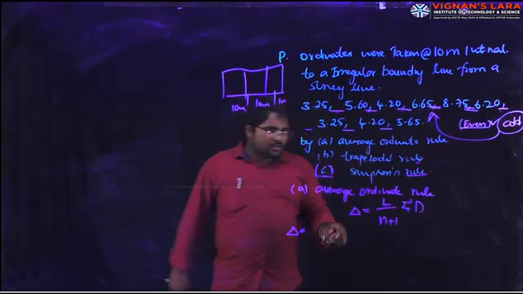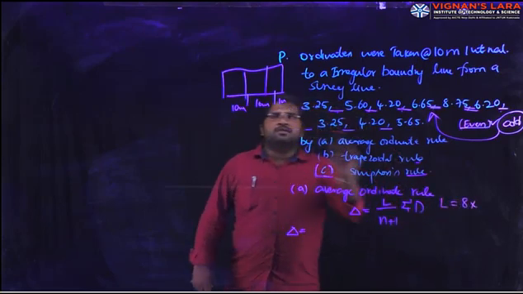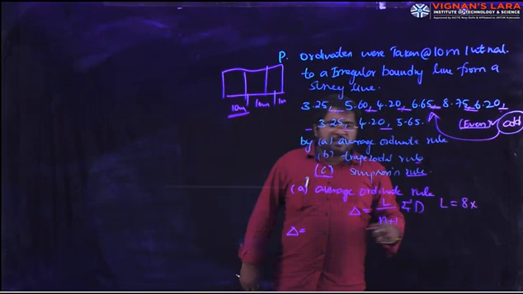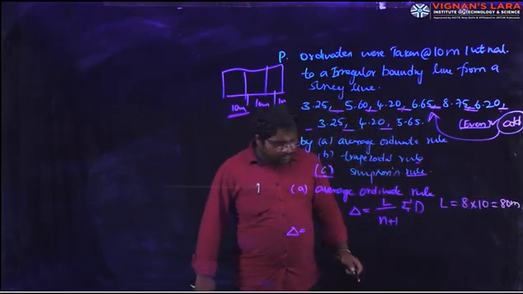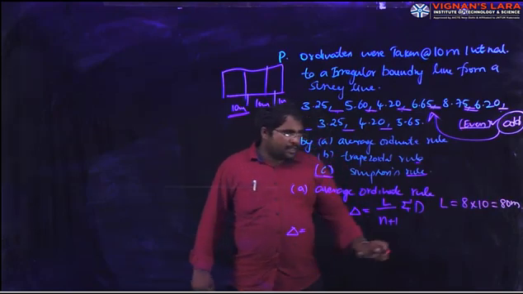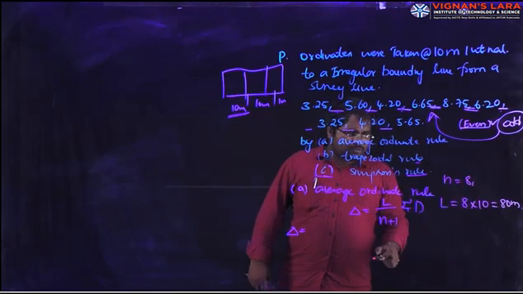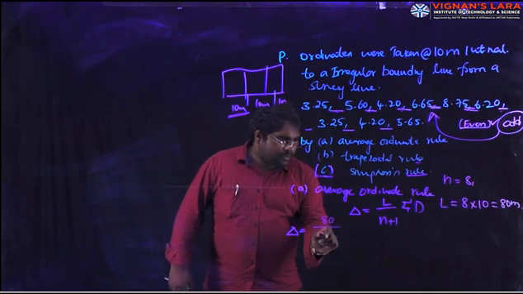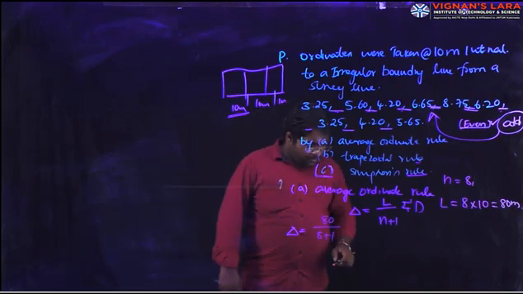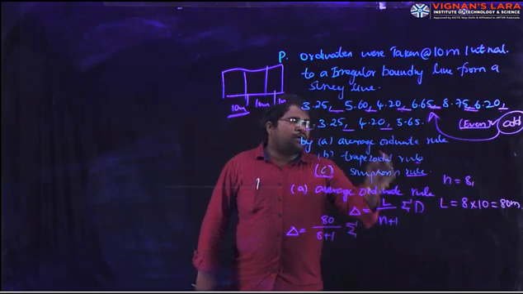So the length L will be equal to 8 segments into each segment length of 10 meters, so the total becomes 80 meters, and the number of segments is 8. By substituting, we get 80 by (8 plus 1), that is 80 by 9, into the sum of all the ordinates.